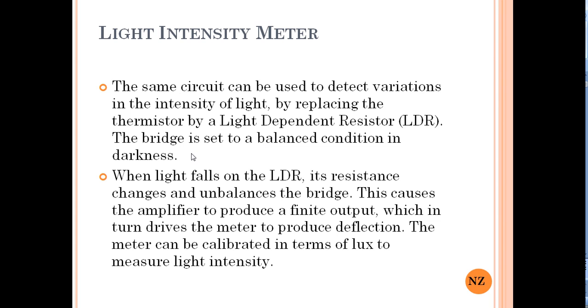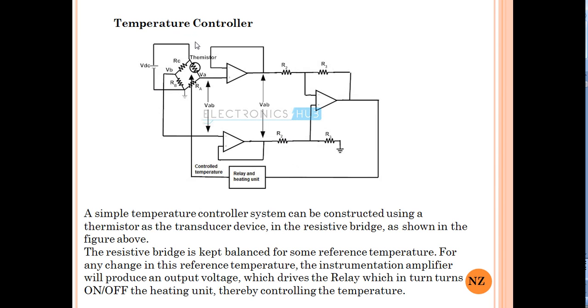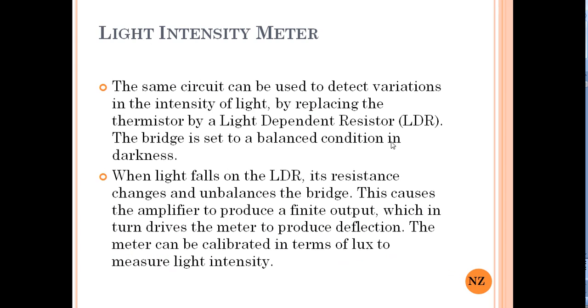Now we will set this bridge in the balanced condition for darkness, so there is no light present. Whenever light falls on the LDR, its resistance changes and the bridge will be unbalanced. As the resistance changes because of the light, the bridge will be in the unbalanced condition. This will cause the amplifier to produce an output.